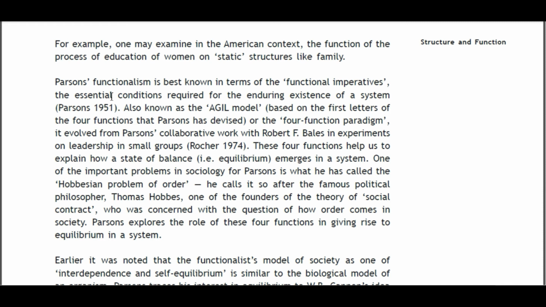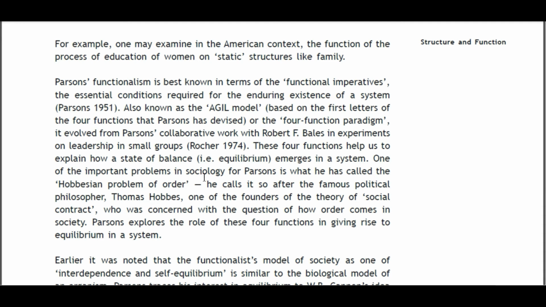like family. Parsons' functionalism is best known in terms of the functional imperatives, the essential conditions required for the enduring existence of a system, also known as the AGIL model, based on the first letter of the four functions that Parsons has devised, or the four-function paradigm. It evolves from Parsons' collaborative work with Robert F. Bales in experiments on leadership in small groups. These four functions help us to explain how a state of balance or equilibrium emerges in a system.